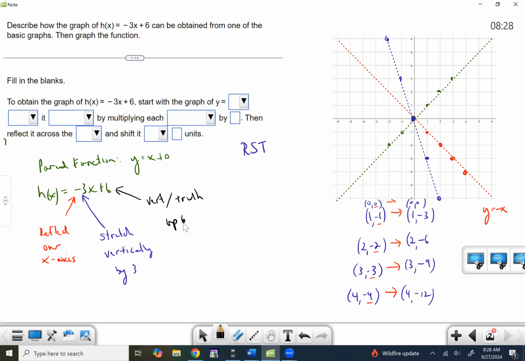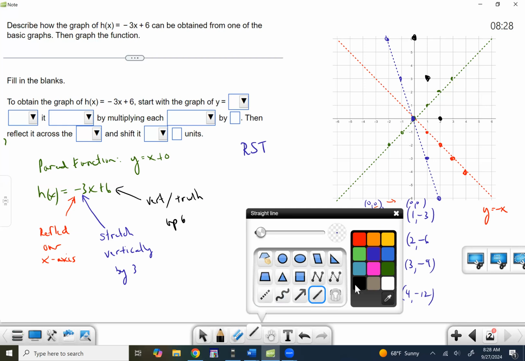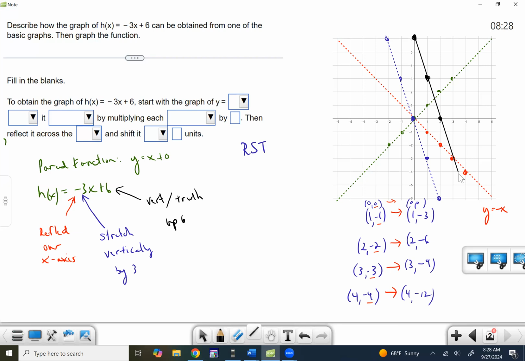Okay, so we're going to take our points and we're going to shift them up 6. So I'm going to start with 0, 0. It's going to go all the way up here, 6 spaces. This one's going to go up 3 and then 3 more. So there's 6. And this one's going to go up 6. So our final graph, which I'm going to draw solid, is going to be this one right here. Okay, so I'm going to go ahead and label that h of x.